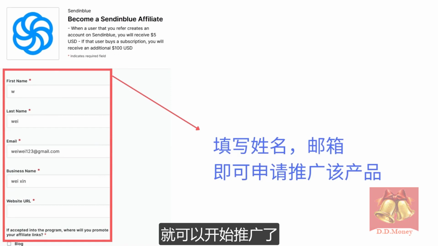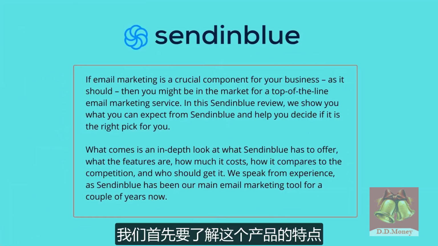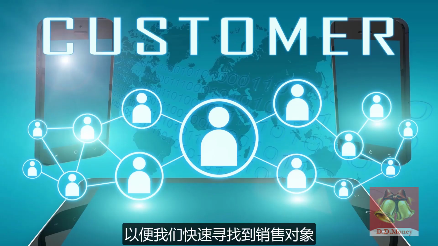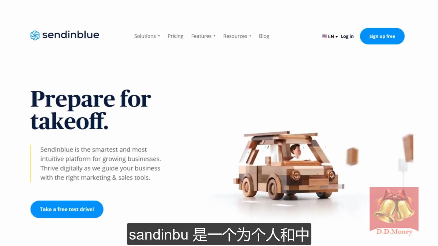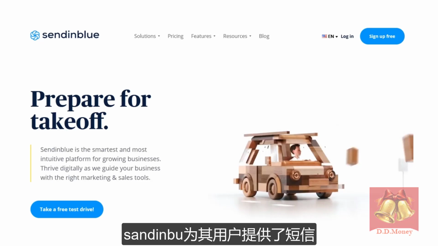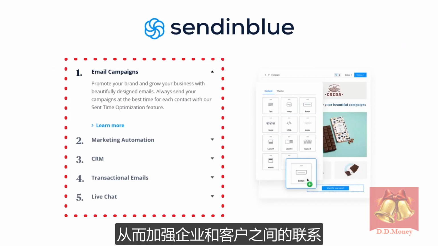It is also very simple to apply to become a Sendinblue affiliate. You just need to fill in your basic information, and then you can start to promote. Before promotion, we should first understand the characteristics of this product's customer type, so that we can quickly find the sales target. Sendinblue provides email management website services for small enterprises to manage customers and other services.